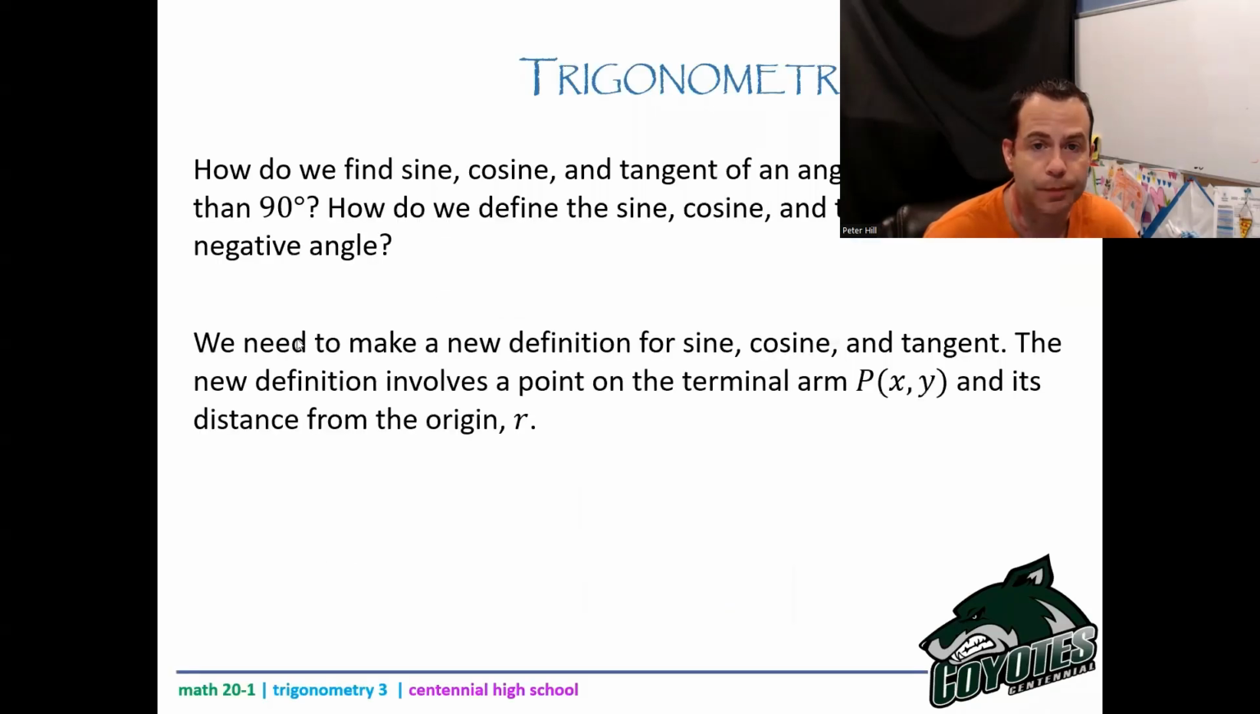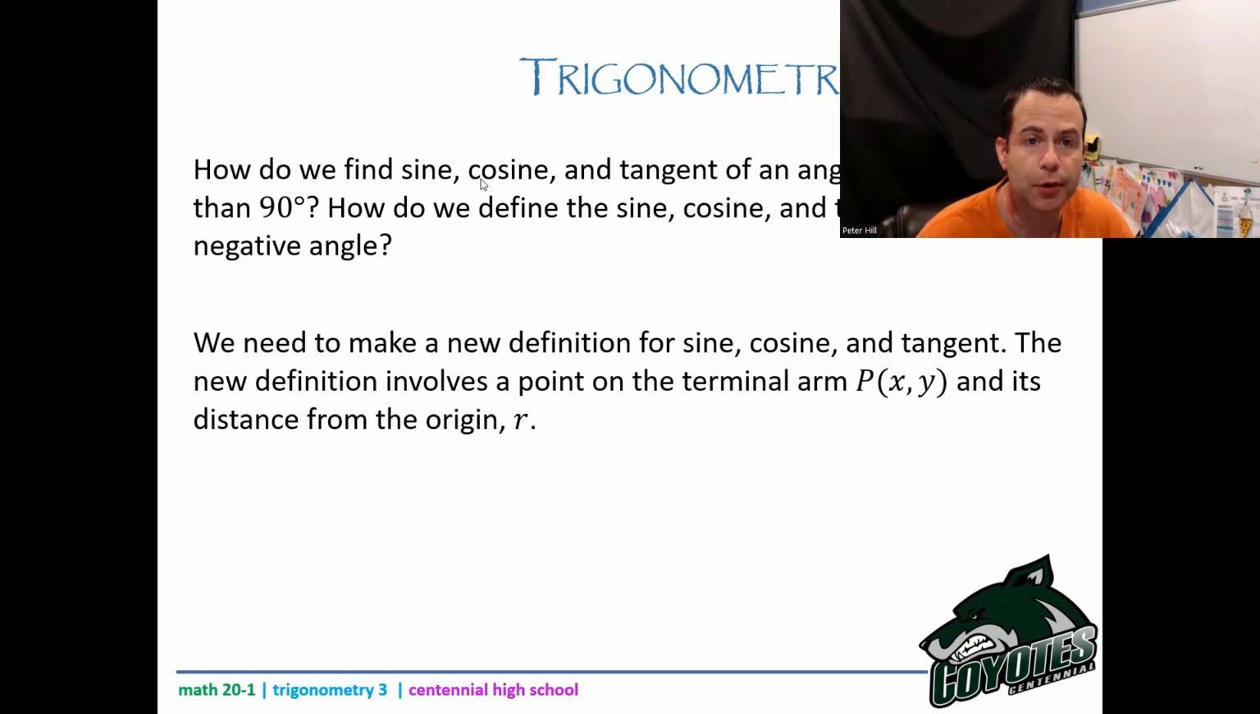All right, so how do we find sine, cosine, and tangent of an angle that is larger than 90 degrees? How do we define the sine, cosine, and tangent of a negative angle? Those are the things we're going to talk about today. We need to make a new definition for sine, cosine, and tangent. The new definition involves a point on the terminal arm. We're going to call that point P, and label it x, comma, y, and its distance from the origin, r. So the hypotenuse essentially is going to be labeled r.